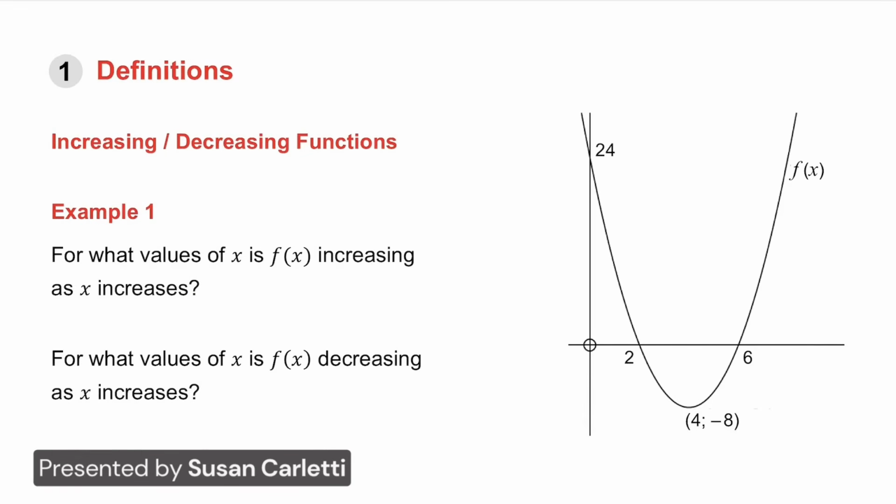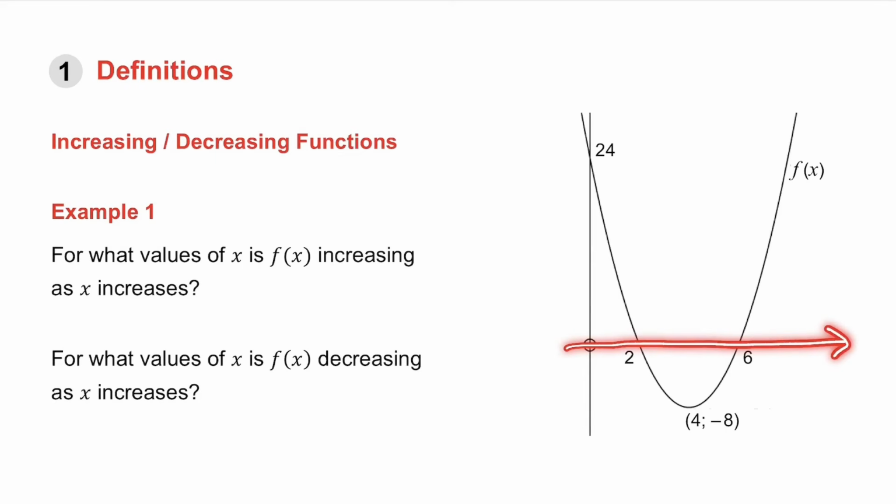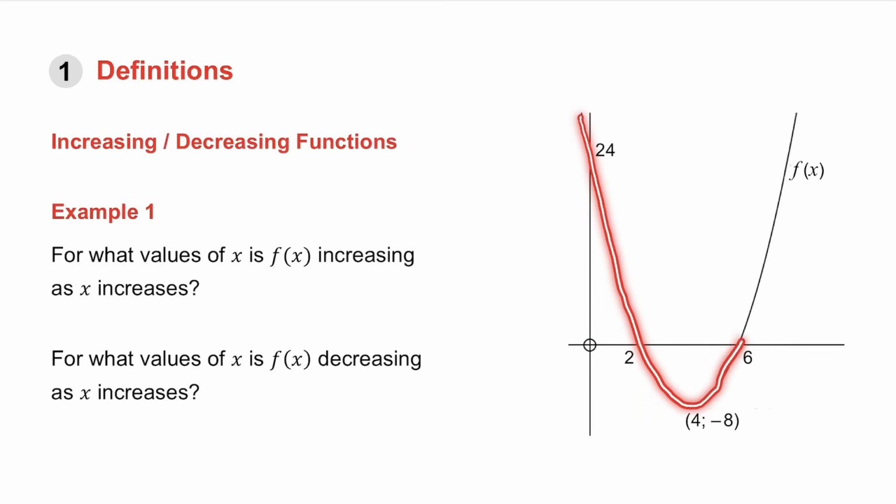With increasing and decreasing functions, we always read the graph as x increases. In other words, we go from left to right. So if I go along this graph from left to right, I'm going down until I get to the turning point, and then I go up. So initially the graph is decreasing. It's stationary at the bottom, and then it is increasing.